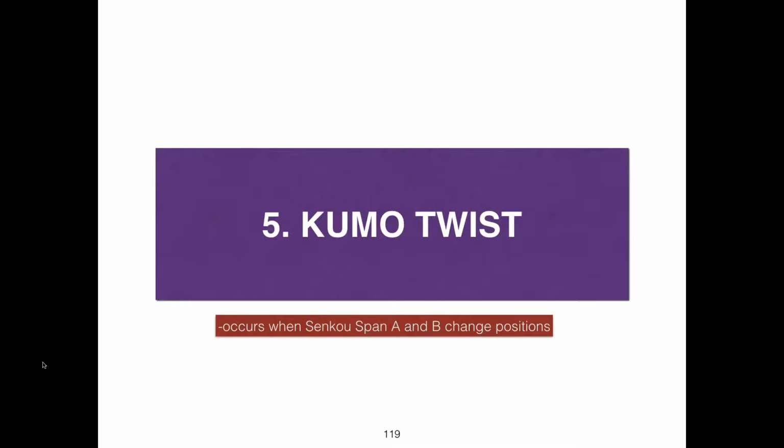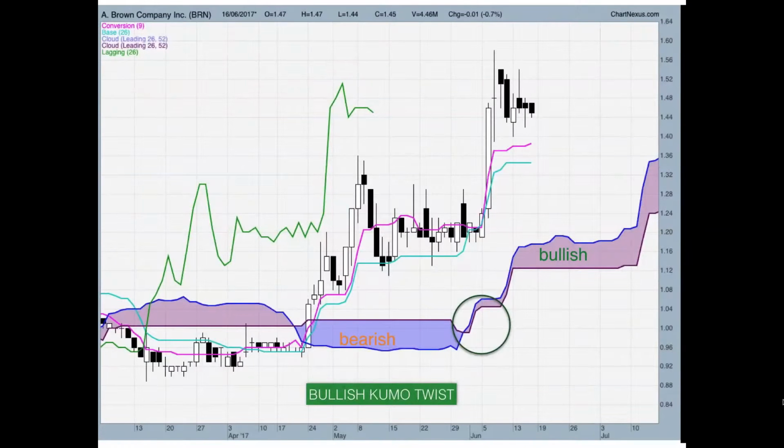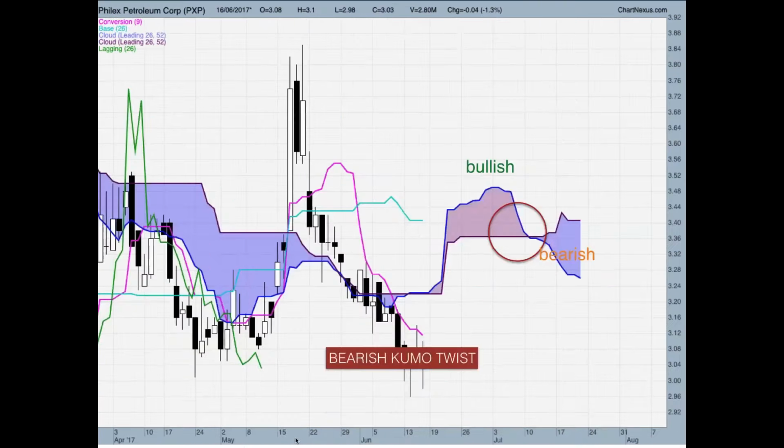Now, Kumo twist occurs when Senkou span A and B change positions. In this chart, we see that Brown made a bullish Kumo twist. Sentiment changed from bearish to bullish, and the trend shifted from a downtrend to an uptrend. In contrast, Philex Petroleum shows a bearish Kumo twist. From a previous bullish sentiment, the sentiment is now bearish, and the trend had changed from uptrend to downtrend.